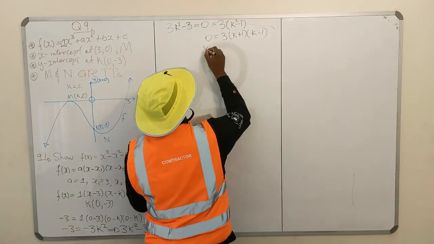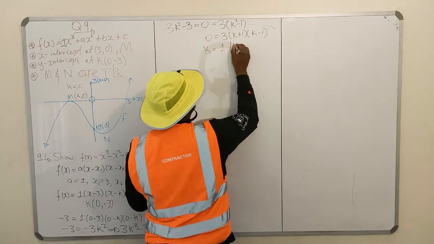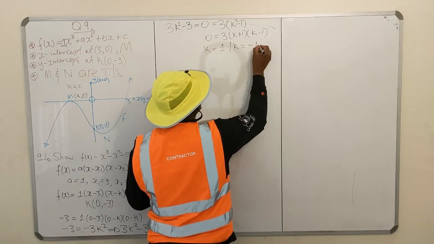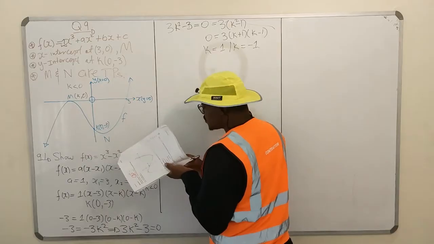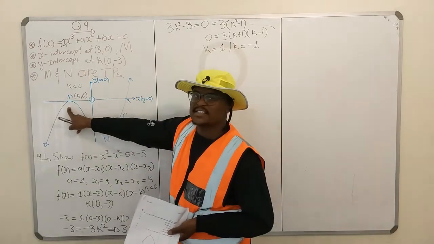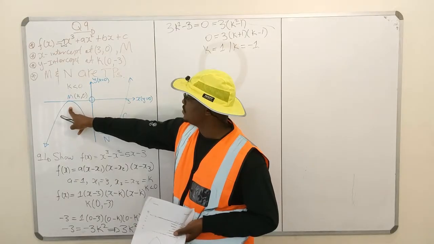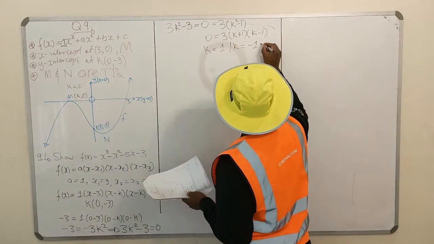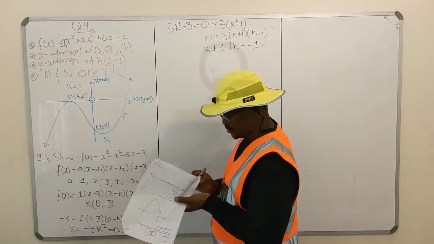Then, which means your k is equal to 1, or k is equal to minus 1. So, which one of these k values do we take? Our k is on this side of the x-axis, so k should be negative. So it's less than 0. So this is the one that we want, not this one.